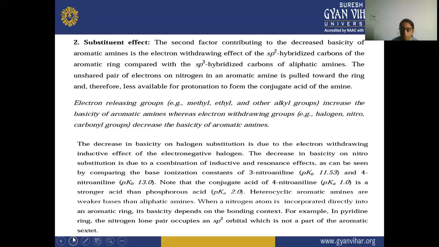So the electron releasing groups, for example methyl, ethyl, or other alkyl groups, are increasing the basicity of aromatic amines, whereas the electron withdrawing groups are decreasing the basicity of aromatic amines.